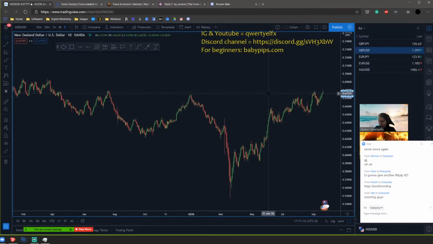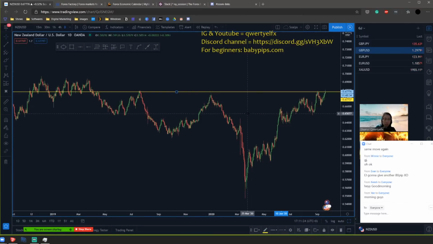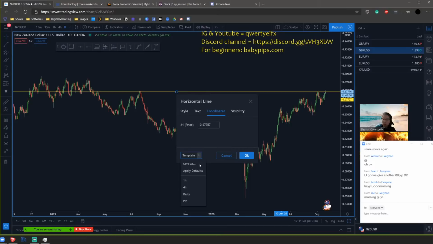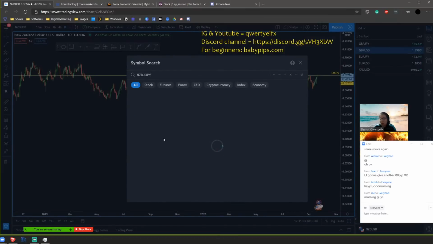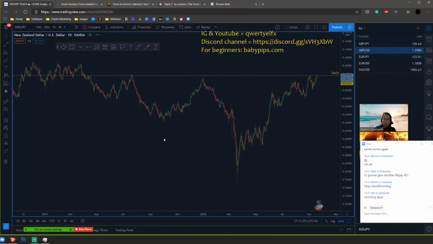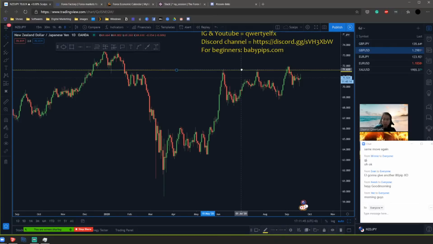NU is definitely at the top of its daily range. So it's some daily resistance. So if you want to buy, I would be careful. If you want to sell, look for signals to sell it. NJ should be the same thing. Yep, NJ came into its own resistance over here on the daily, if you can see.